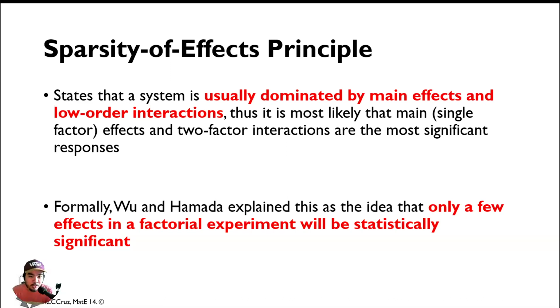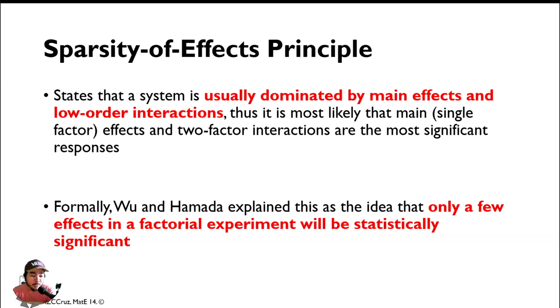Okay, so the sparsity of effects principle states that a system is usually dominated by the main effects and lower order interactions lang. So parang the most likely na magka-cause ng contribution, or the most likely na magkakaroon ng significant effect dun sa response natin is either the main effect, yung single factor lang, or pwedeng yung mga two-factor interactions at most, no? Usually pag in-involve na natin yung mga three-factor interactions, four-factor interactions, etc., yung three-way and higher, usually hindi na sila nagiging significant effect, no?